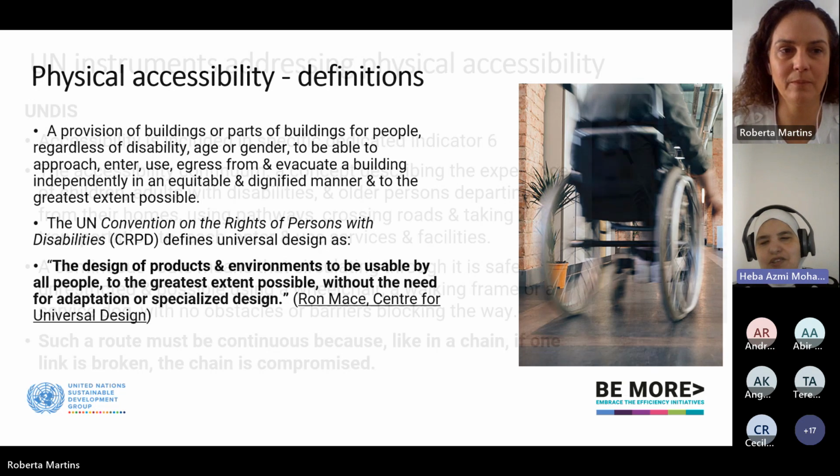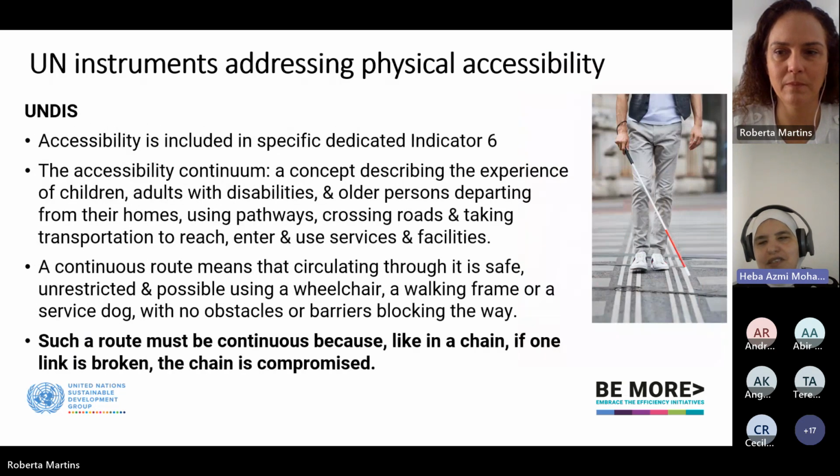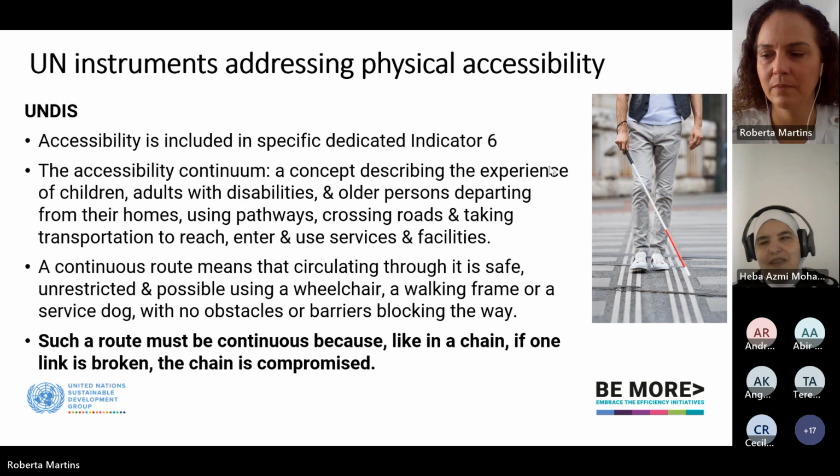The UN Convention on the Rights of Persons with Disabilities, or the CRPD, defines universal design as the design of products or environments to be usable by all people to the greatest extent possible without the need for adaptation or specialized design. Next slide, please.